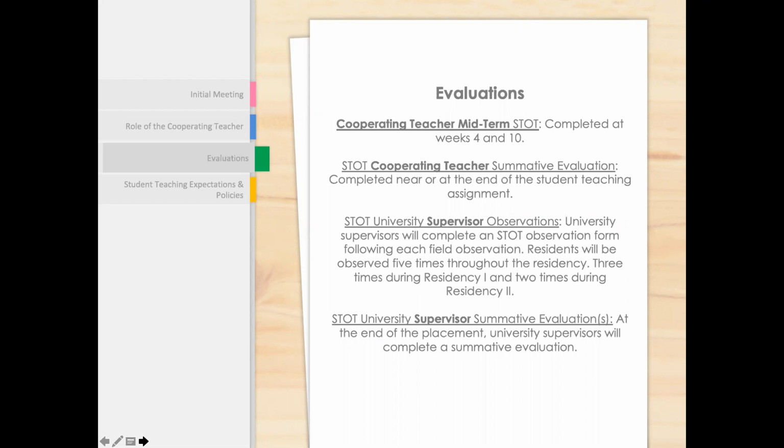University supervisors will complete the STOT evaluation following each field observation, in addition to the summative evaluation at the end of the assignment. All evaluations are posted to OneDrive folders for students to access.